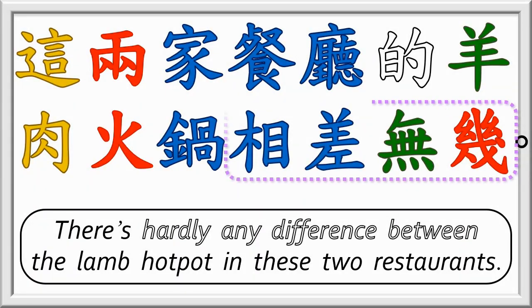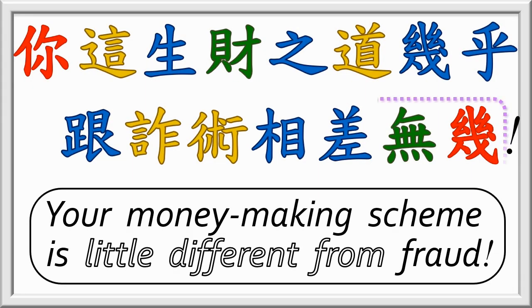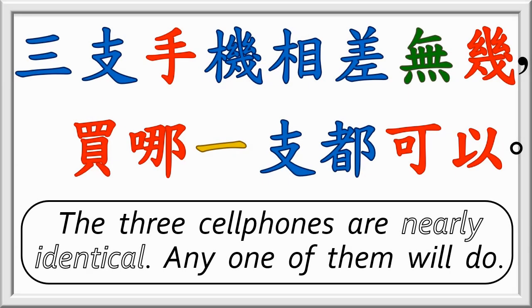这两家餐厅的羊肉火锅相差无几. There's hardly any difference between the lamb hot pot in these two restaurants. 你这生财之道几乎跟诈术相差无几. Your money-making scheme is little different from fraud. 三只手机相差无几，买哪一只都可以。The three cell phones are nearly identical. Any one of them will do.